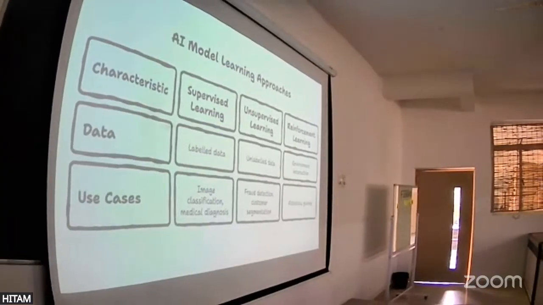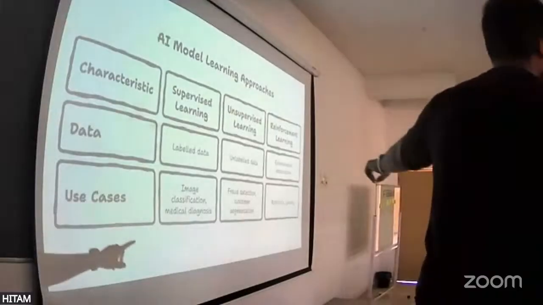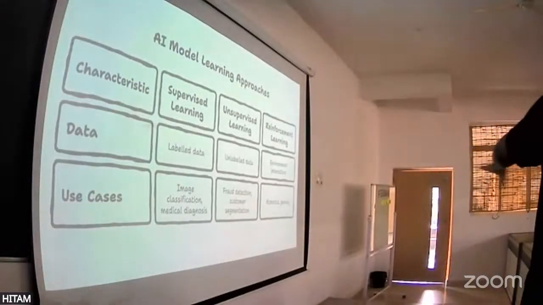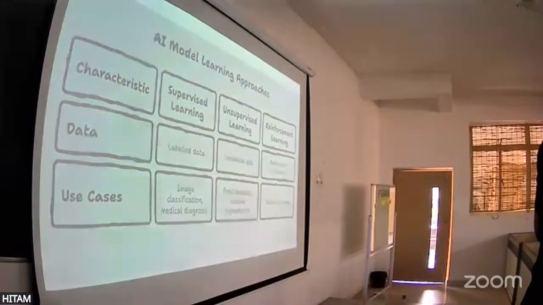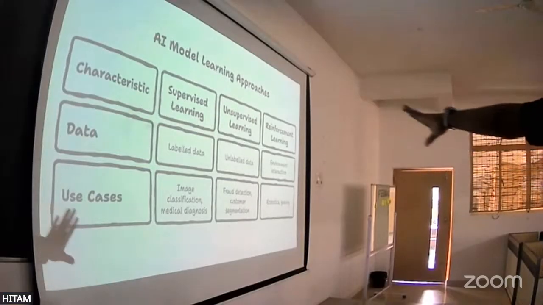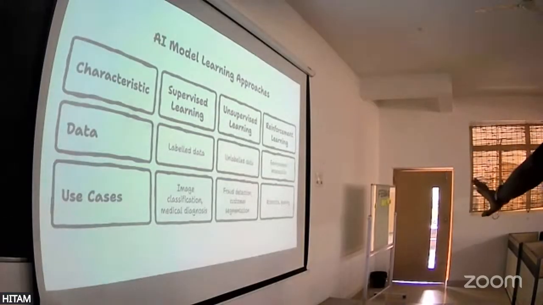Right? So the labeled data, unlabeled data, and the environment interaction, where we get some rewards and feedback. Okay, so these are three different learning approaches that we have in mind. Right?